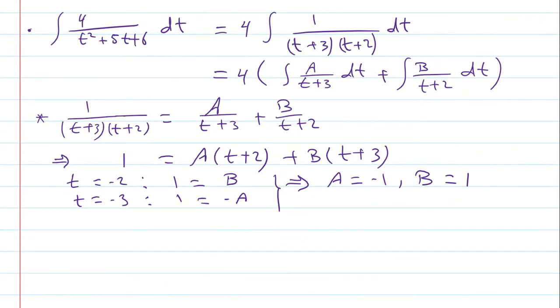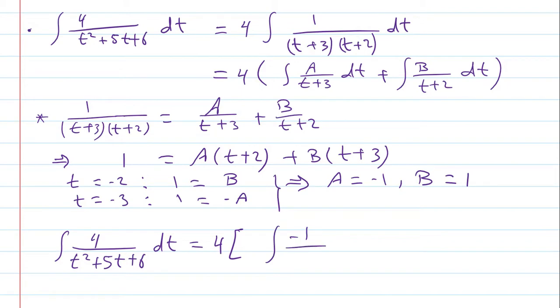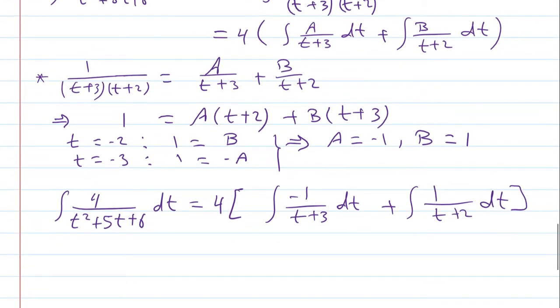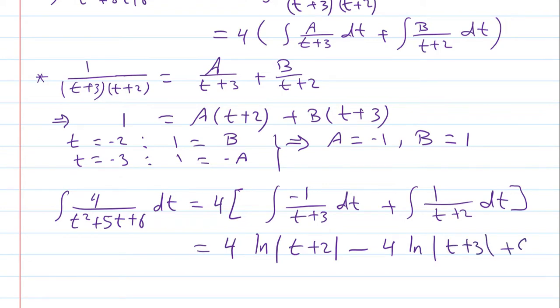the integral of the second component is equal to 4 multiplied by the integral of negative 1 divided by t plus 3 dt plus the integral of 1 divided by t plus 2 dt, and both are standard integrals. So this is going to be 4 ln absolute value of t plus 2 minus 4 times ln absolute value of t plus 3 plus constant.